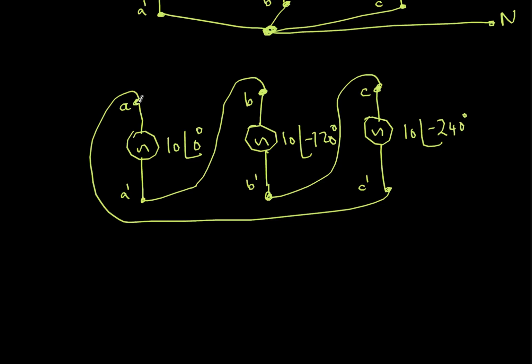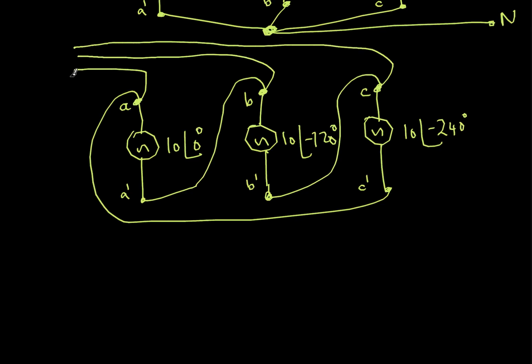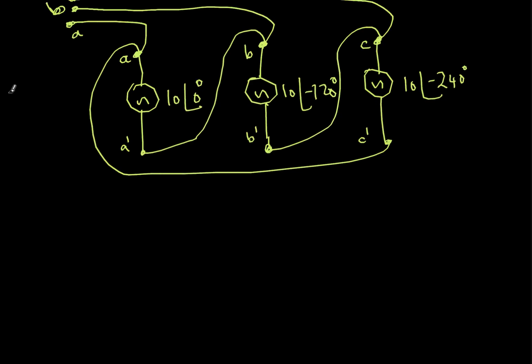Then the A terminal, I can take it out. B terminal, I can take it out. C terminal, I can take it out. Then it becomes again a three-phase supply, A, B, C. Notice that here I cannot define a neutral terminal because they are all connected like this. So this is the delta connection.